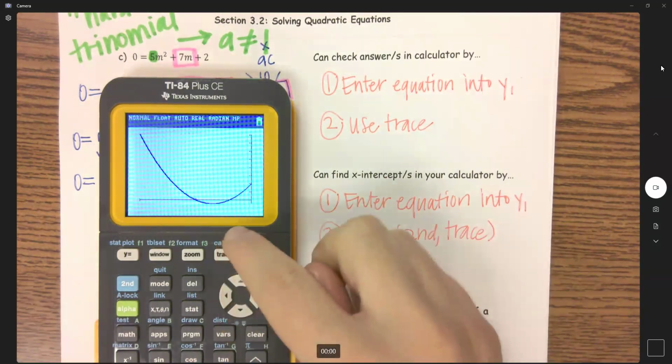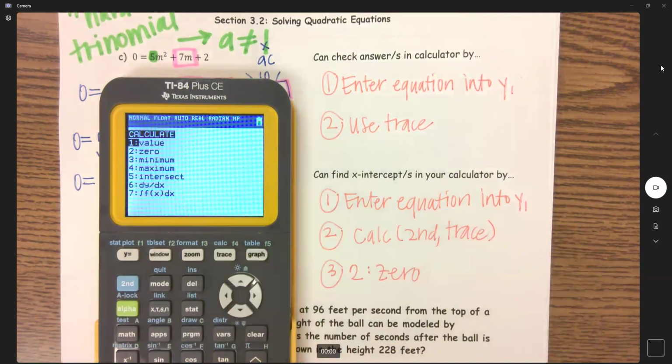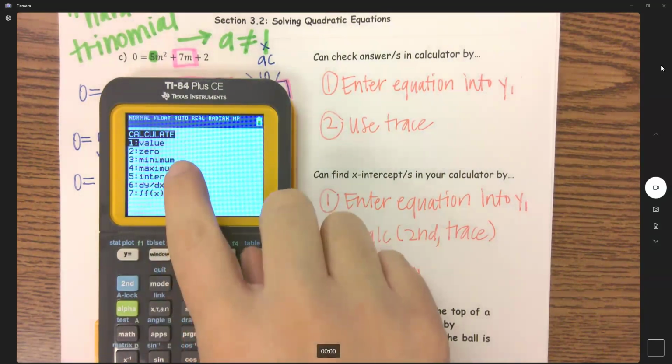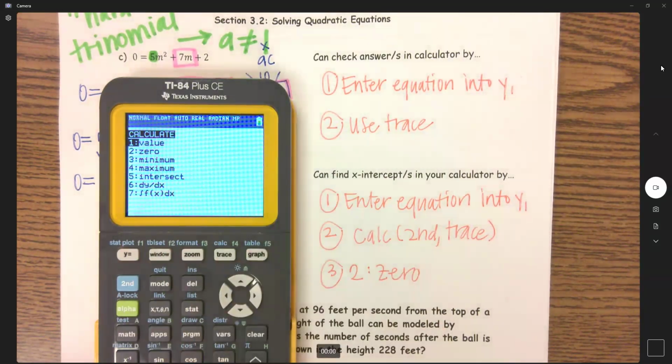I'm now going to go up here to calc, which is second trace. We have used number 3, 4, and 5. We have found the max and the min, which we refer to as turning points, and we have used the intersection to find solutions. So now I want to go down to number 2 and find the 0. It's going to ask similar questions to max and min, left bound and right bound.